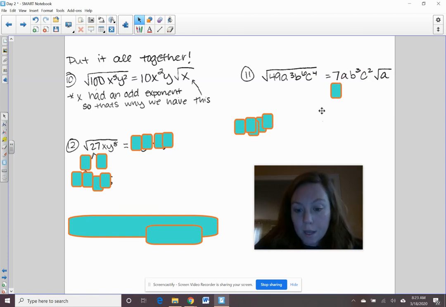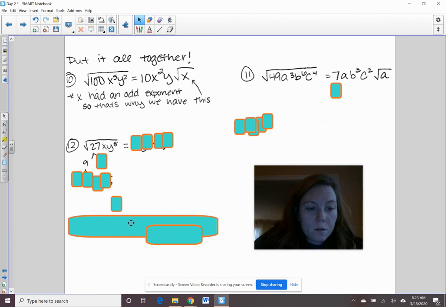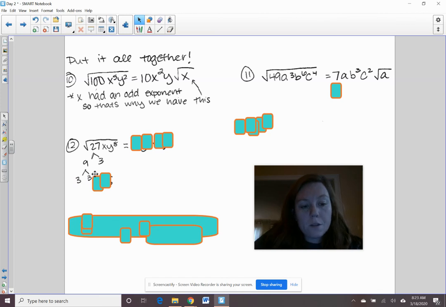Okay. One last thing I want to talk about. So, we'll do the 27 first. We could do 9 times 3, and then 9 can be broken down into 3 times 3. So I have a pair of 3's right here, so that's going to go there. And then 1 left over, 3 radical 3.